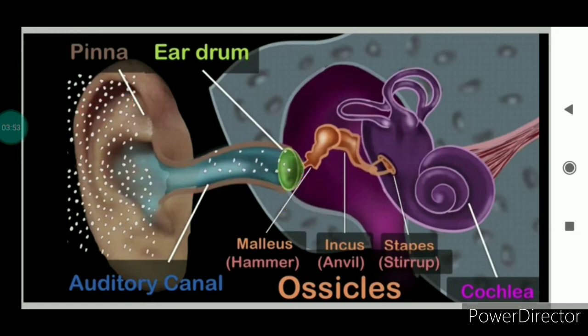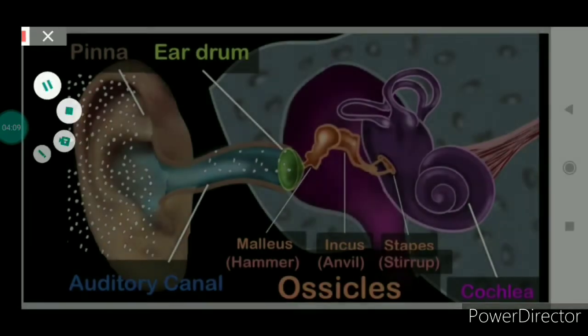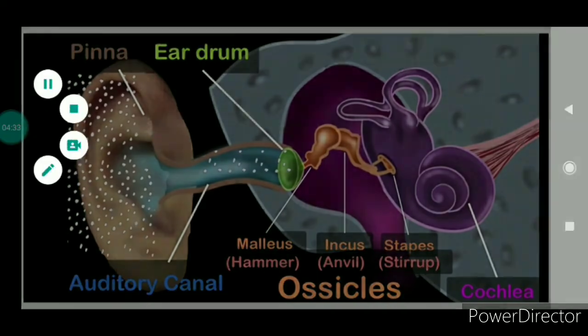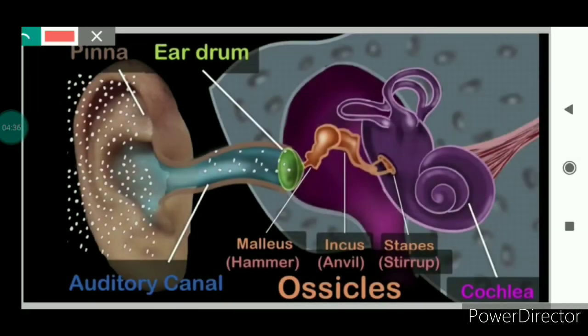After this, next we'll talk about the middle ear. Here there are three small and delicate bones. The first one is called the hammer. The second is known as the anvil, and the third one is the stirrup. Let me tell again: this is the hammer, this one is the anvil, and the last one is the stirrup. The middle ear is connected to the inner ear. The bone stirrup of the middle ear is connected to the cochlea of the inner ear. This is the cochlea.